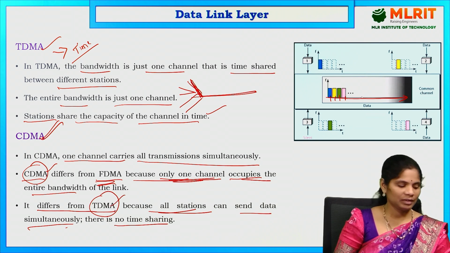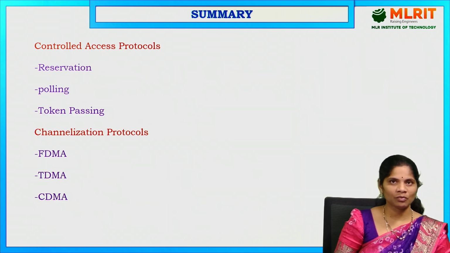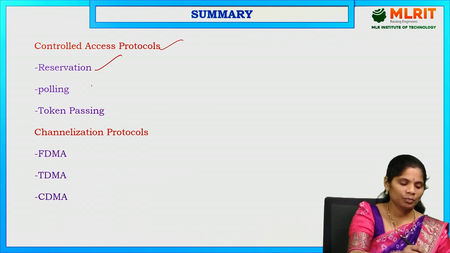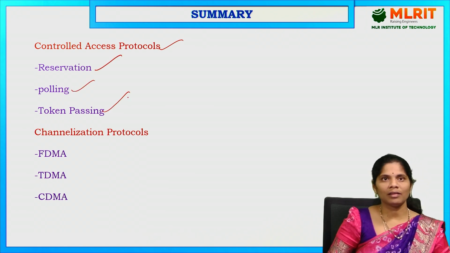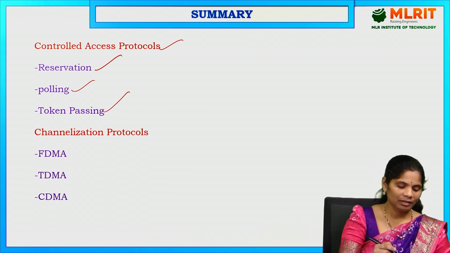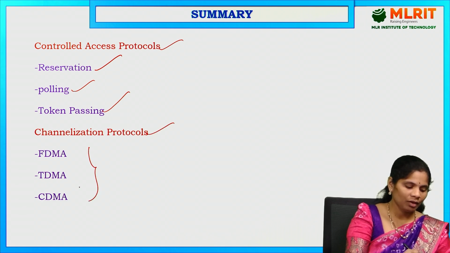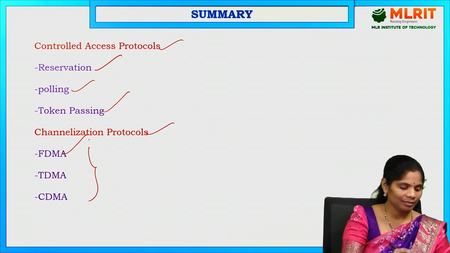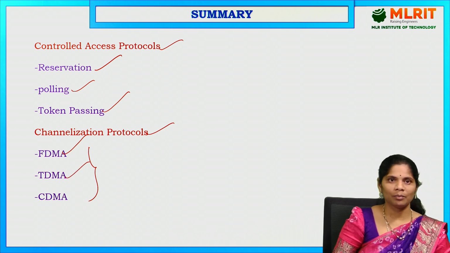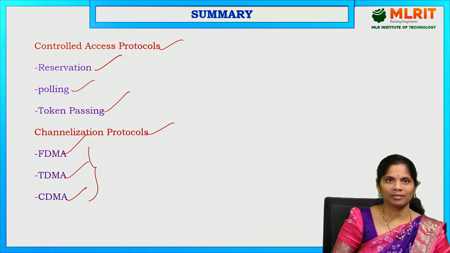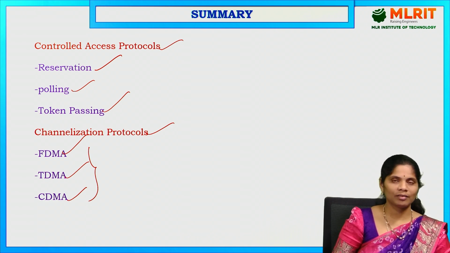This is about CDMA. So coming to the summary, in today's session we discussed the controlled access protocols like reservation, polling, token passing. And next we discussed channelization protocols: FDMA, frequency division multiple access, TDMA, time division multiple access, and CDMA, code division multiple access. These all we discussed in today's session.